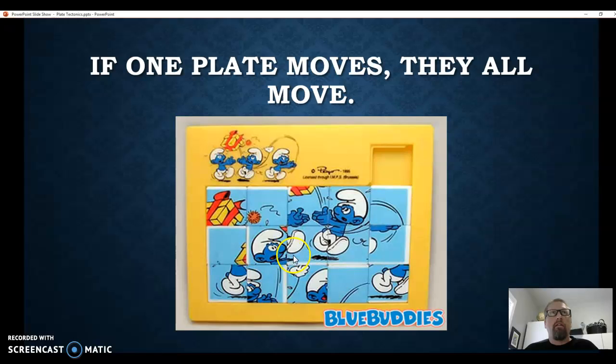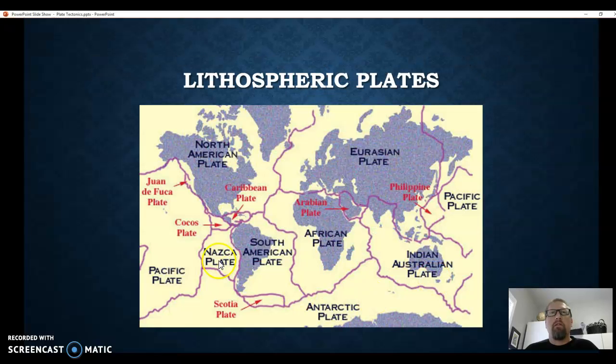The thing to think about here is that these plates are like these annoying puzzles that I can never seem to solve. If you move one piece, all of the other pieces move, right? So if one of these plates is moving, they're moving in different directions. We kind of saw that when we looked at continental drift and the speed at which they're moving.